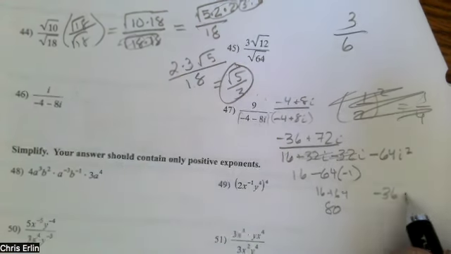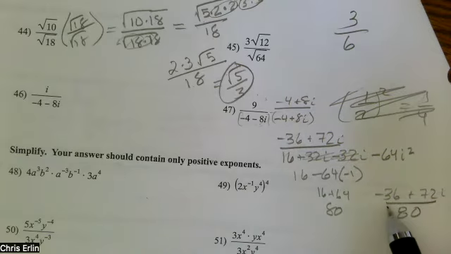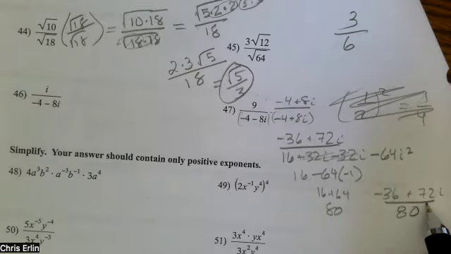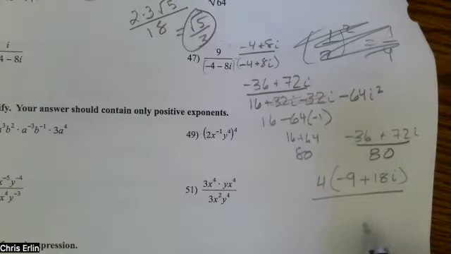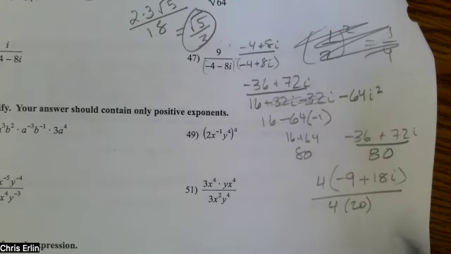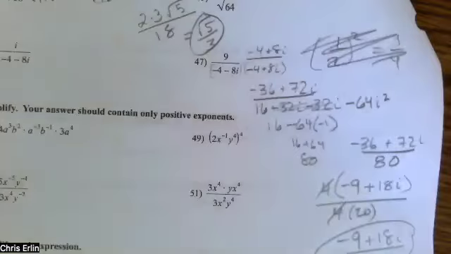So now I've got -36 plus 72i over 80. I'm looking for big numbers that can divide out of both of these. 9s can come out of that. 6s come out of that. Let's go with a 4. So -9 plus, what is that? 18i, with a 4 out front, over 4 times 20. So this is my final answer, -9 plus 18i over 20.